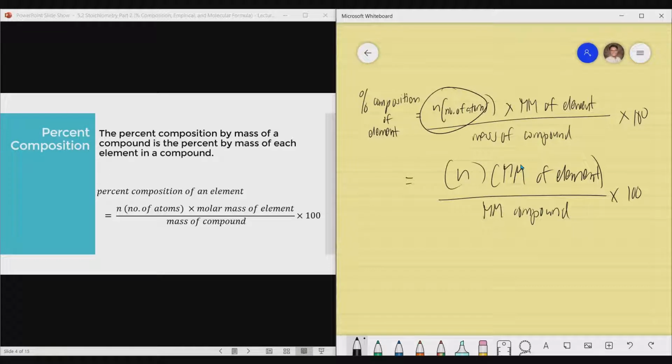So yun po yung mga subscript ng mga elements sa compound. I-multiply po natin sila with their respective molar masses and then divide them by the total molar mass of the compound times 100, therefore getting the percent composition of that particular element. Okay, so that is percent composition.